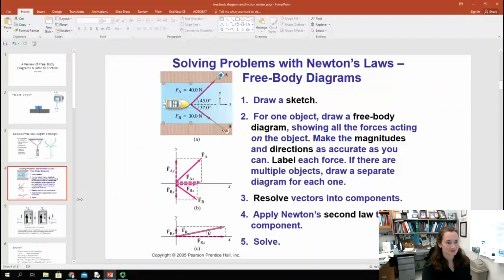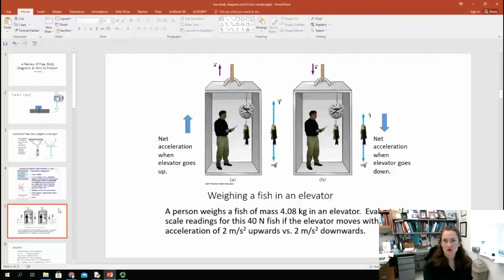Okay? So for example, I want to do a real quick example here. This one I call weighing a fish in an elevator.